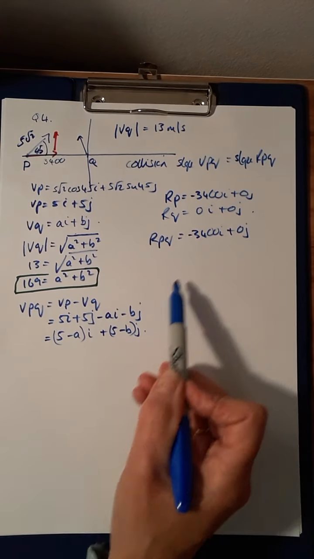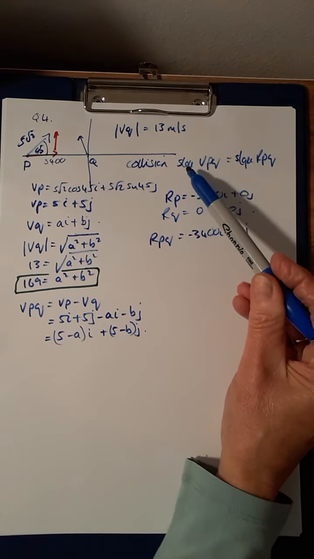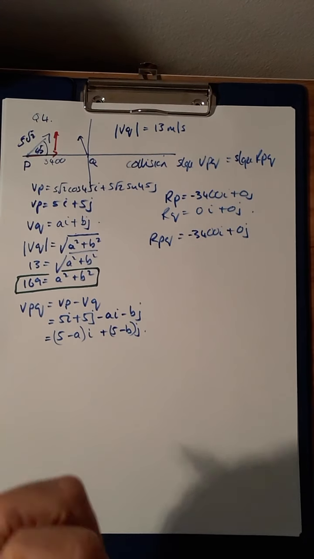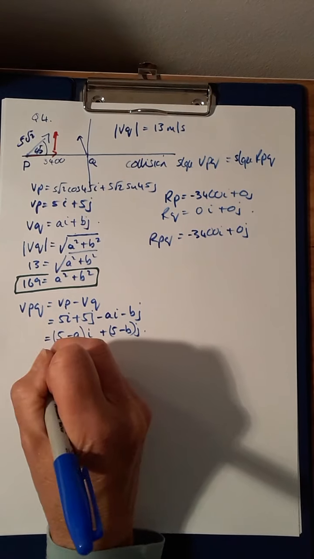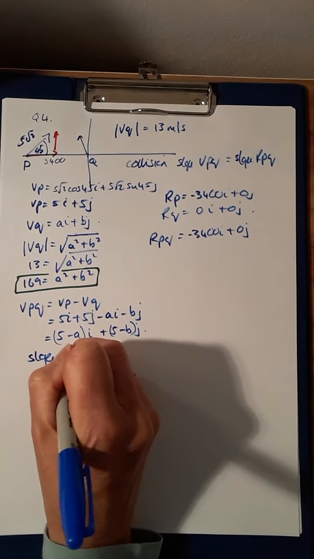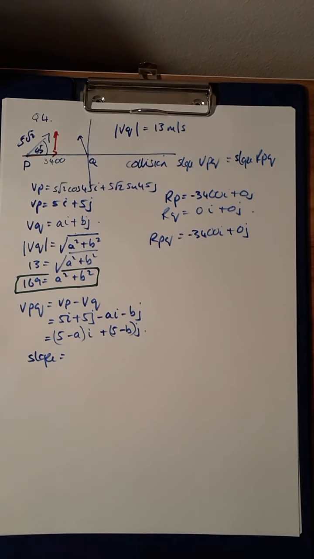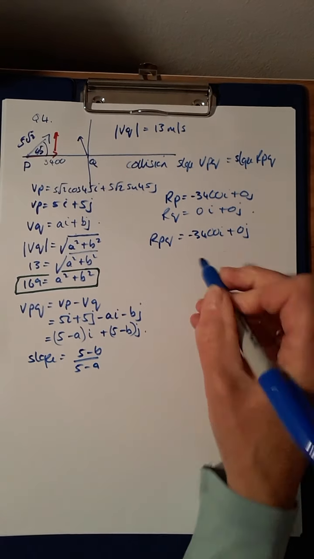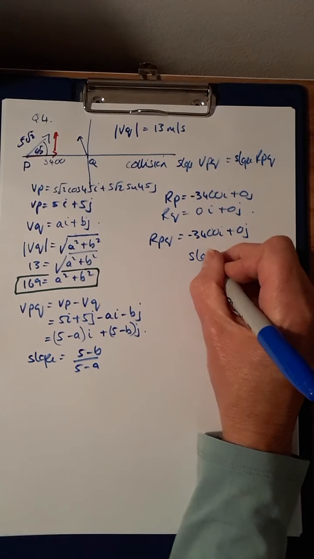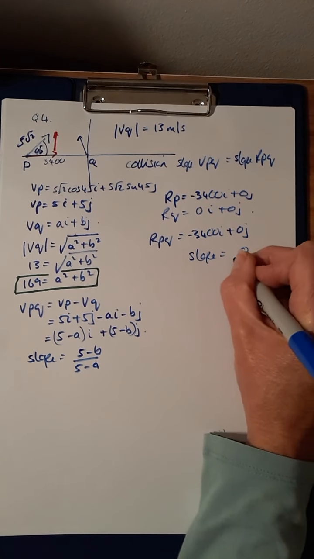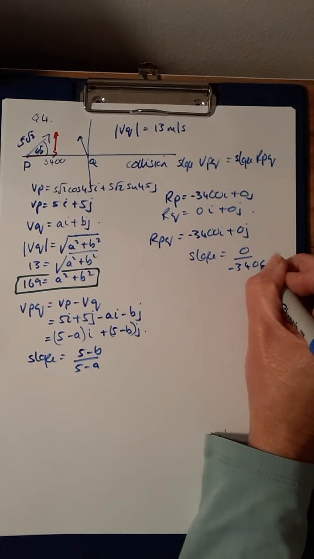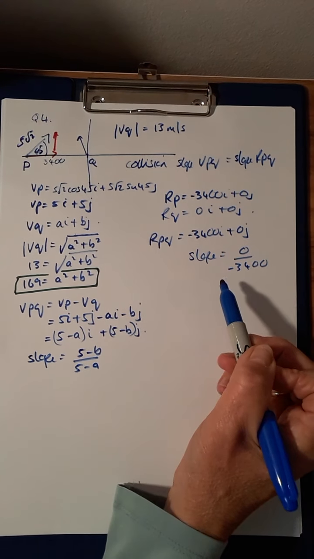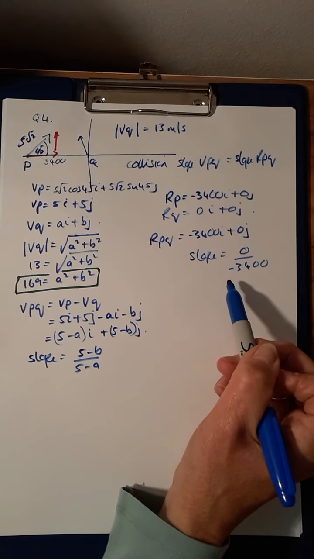So I have my two bits of information now, and I'm going to show that if they're on a collision course, the slopes have to be equal. The slope of VPQ will be the j's over the i's, which is 5 minus b over 5 minus a. The slope of this one will also be the j's over the i's, 0 over minus 3400, and I keep that minus when it's slope, because I'm not using north, south, east, west tags, so the sign's important.